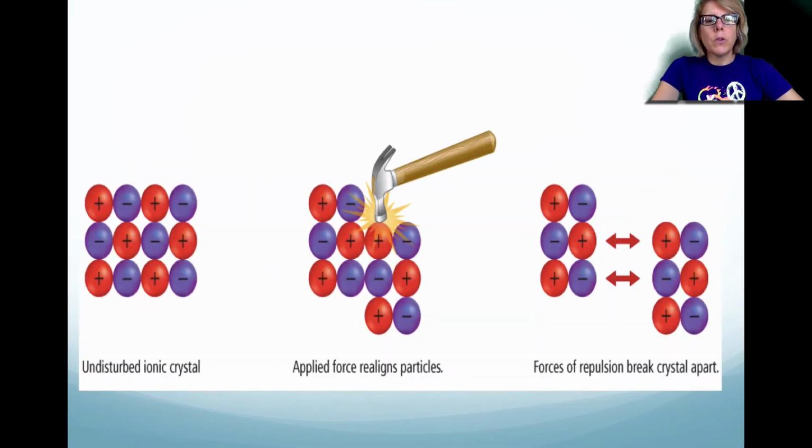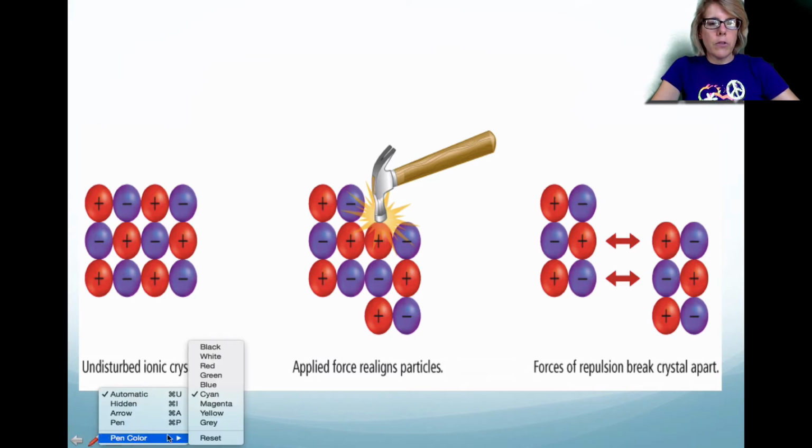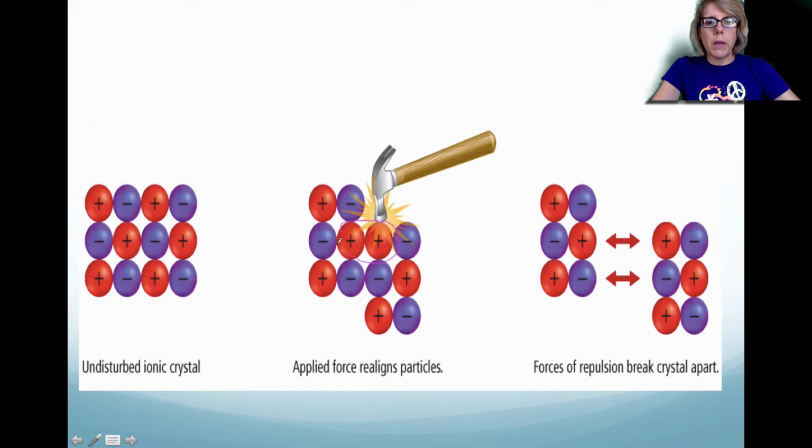Okay, so why do I show you this picture? Well, this is to help us understand why, if you were to hit a piece of salt crystal, it breaks. We have a regular repeating pattern of cations and anions. When you hit a solid ionic crystal, you're disrupting the crystal structure. As a result, if you have two positively charged ions right next to each other, they're going to repel each other and push away from each other. So this forces the crystal apart. That's why these compounds tend to be brittle.